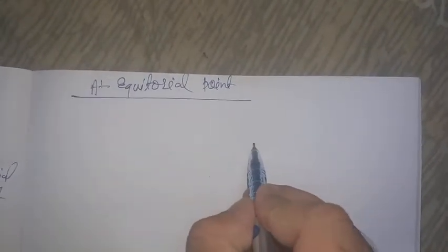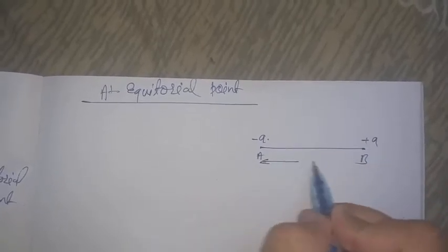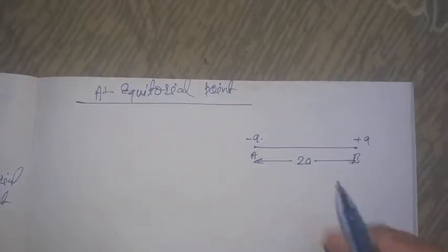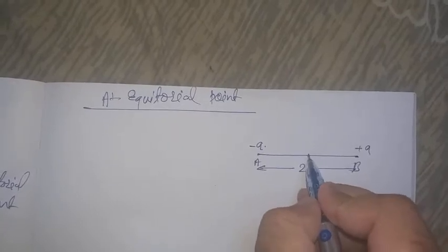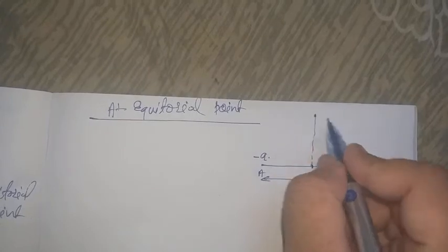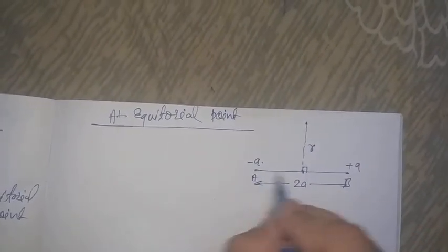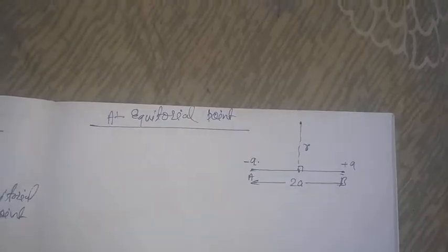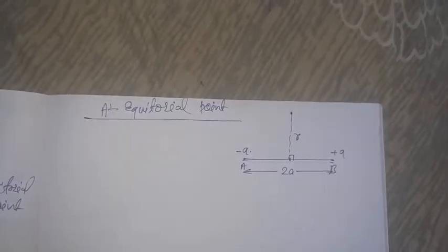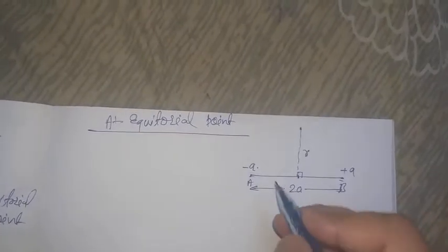Suppose this is a dipole AB, that is a negative charge, that is a positive charge, and the length is 2a. From the center of this dipole, suppose at a distance r perpendicular to the axis of the dipole. This AB is the axis of the dipole. We want to find the electric potential.